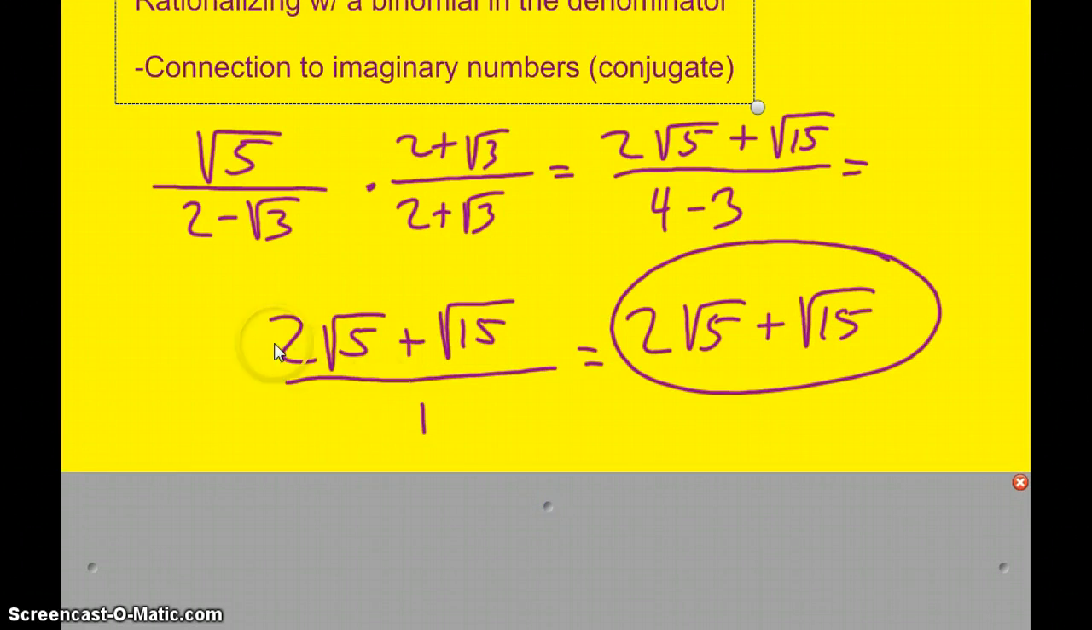On top, I cannot put those together, and we'll talk about why tomorrow. But I cannot put those together, which leaves me with 2 radical 5 plus radical 15, because the 1 on bottom is unnecessary.